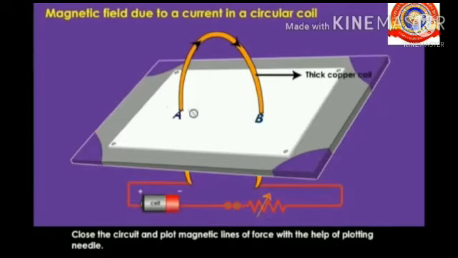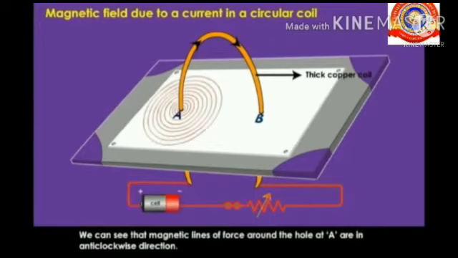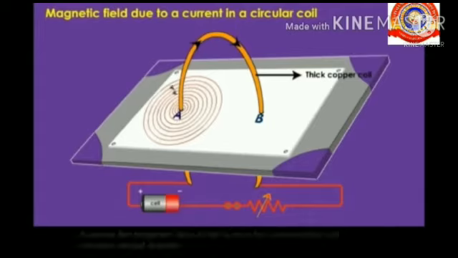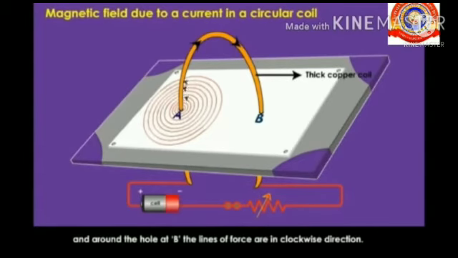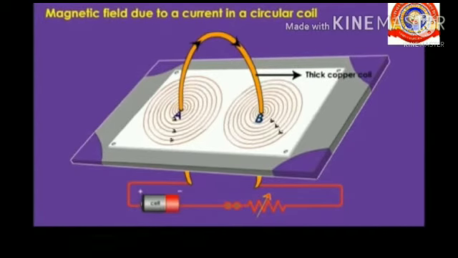With the help of the magnetic needle, we can find out the magnetic lines of force around the conductor, and also we can find out the poles of a magnet. We can see that the magnetic lines of force around the hole at A are in anti-clockwise direction, that you can see in this video. However, the magnetic lines of force near the center of the coil become almost parallel. And around the hole at B, the lines of force are in clockwise direction.